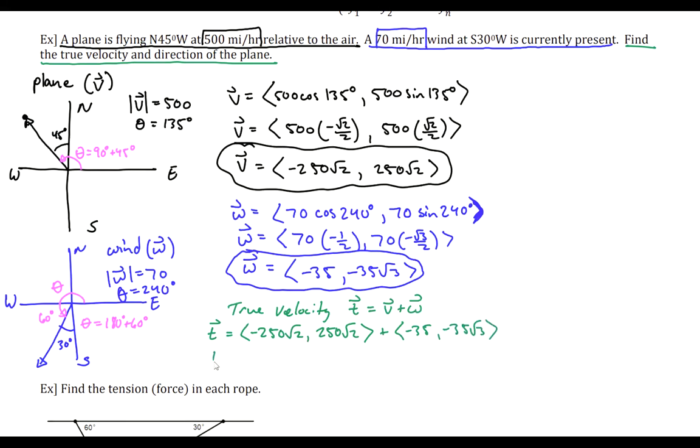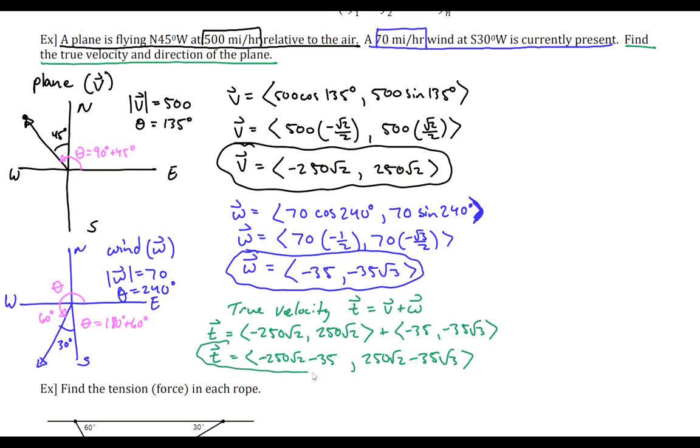And then we would add our like components. So the two x components, or horizontal components, add together. So we've got negative 250 radical 2, plus a negative 35, so minus 35, comma, 250 radical 2, plus a negative 35 radical 3, so that would be minus 35 radical 3. Okay, so this is our true velocity.